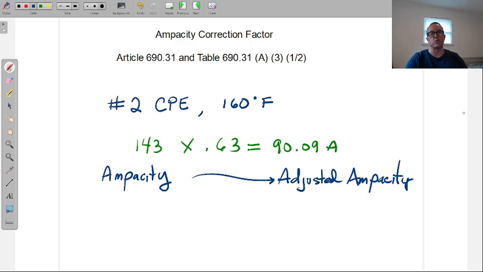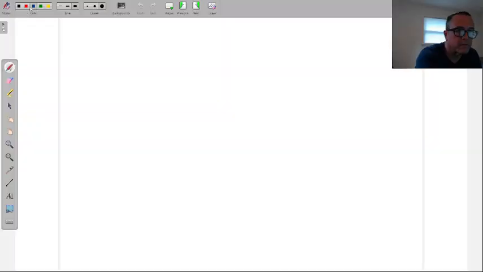So now I have to go searching for a larger conductor that, when I take away, technically 0.63 is not what we take away. The part of this that gets taken away is the 37 amps on the other direction. In other words, when I run the wire through this 0.63 correction factor, that adjusted ampacity number is bigger than 143. All right, so that's the idea. So let's take a fresh page and work this out.